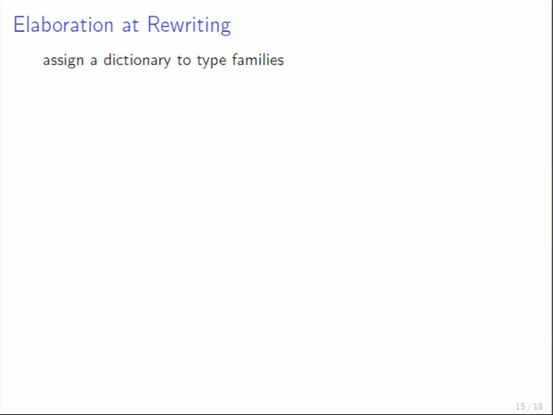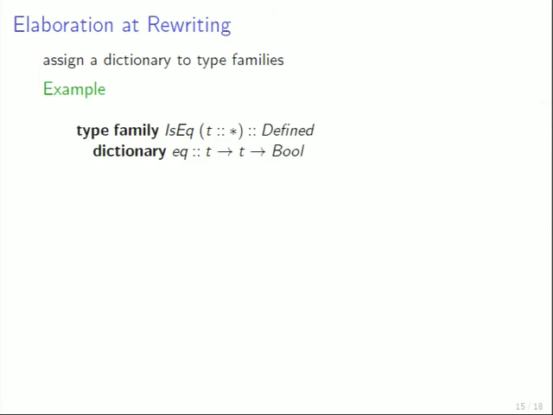So the idea is to assign dictionaries to type families, and as you do rewriting according to the type family definitions, these dictionaries come into scope. That's at least the idea. So let's look at an example again. We have a type family IsEq, and in addition to saying whether it's defined or not, we also give it a method, namely the equality method, right?